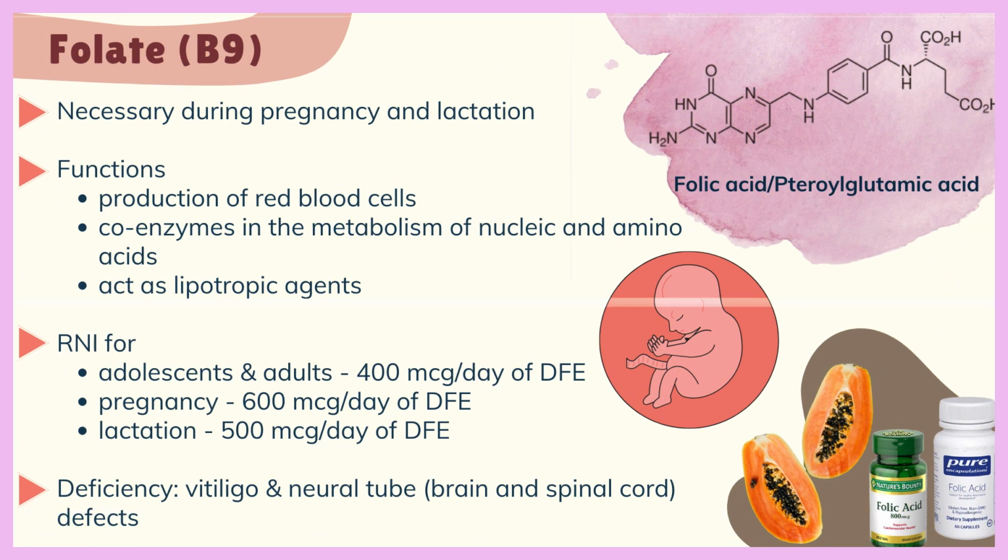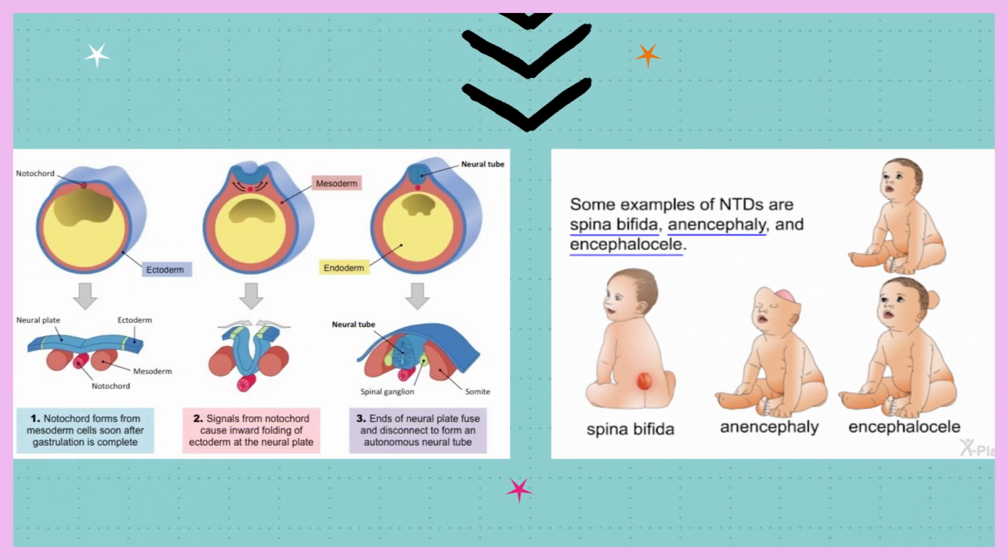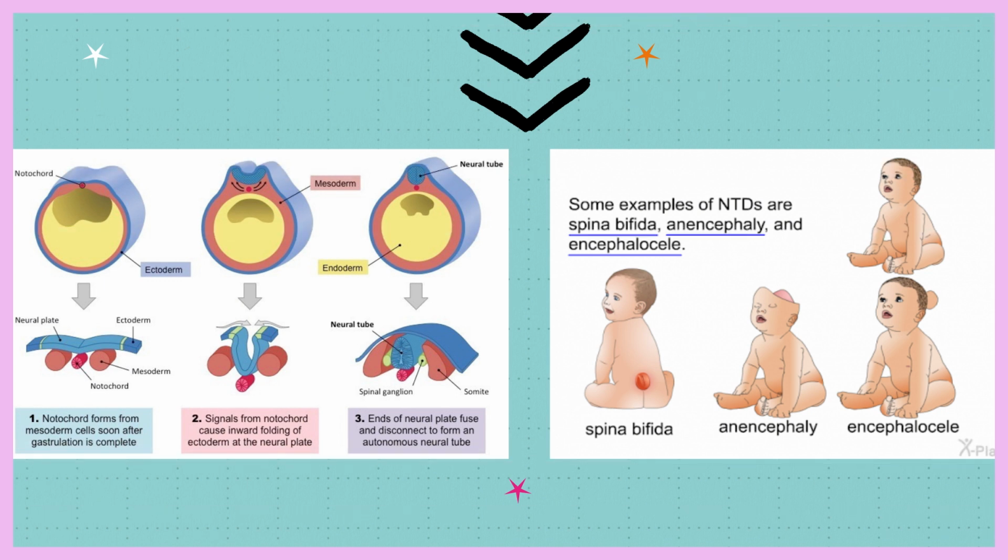Folic acid, folate, or vitamin B9 is constantly associated with pregnancy. This vitamin is important for the production of red blood cells, as coenzymes in the metabolism of nucleic and amino acids, and acts as a lipotropic agent. Deficiency of folate may lead to vitiligo and neural tube defects. These pictures show the process of neurulation and examples of neural tube defects on babies.